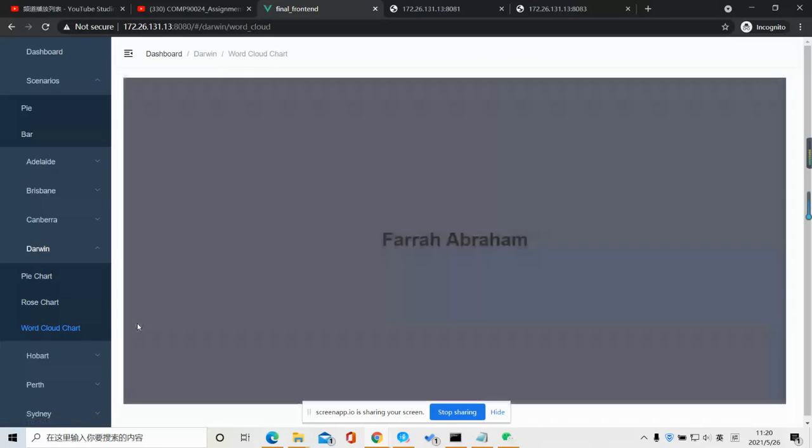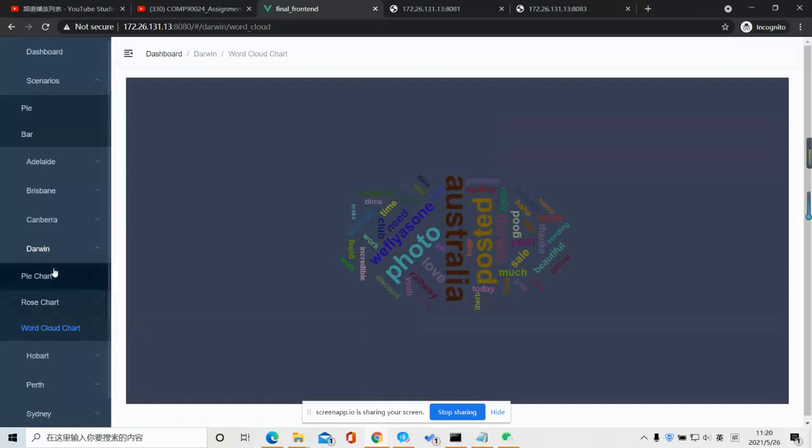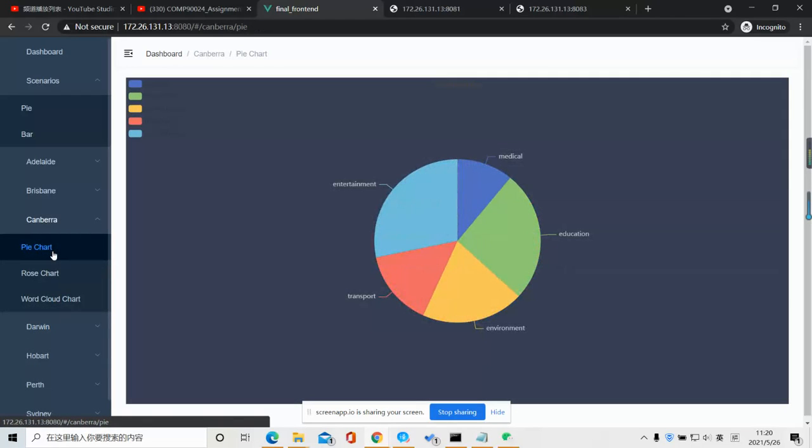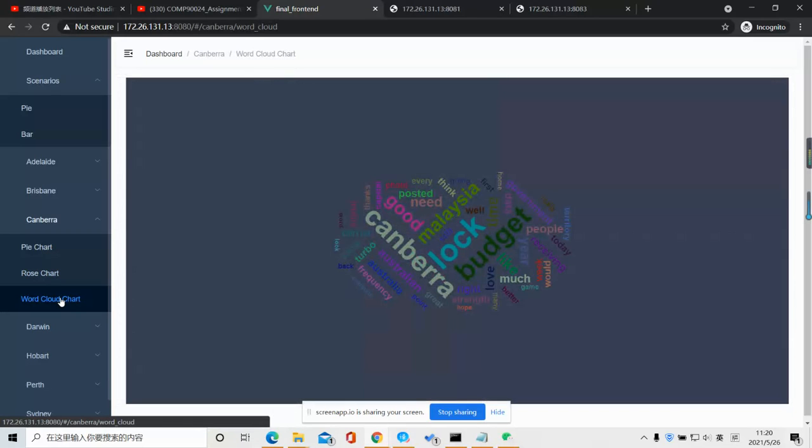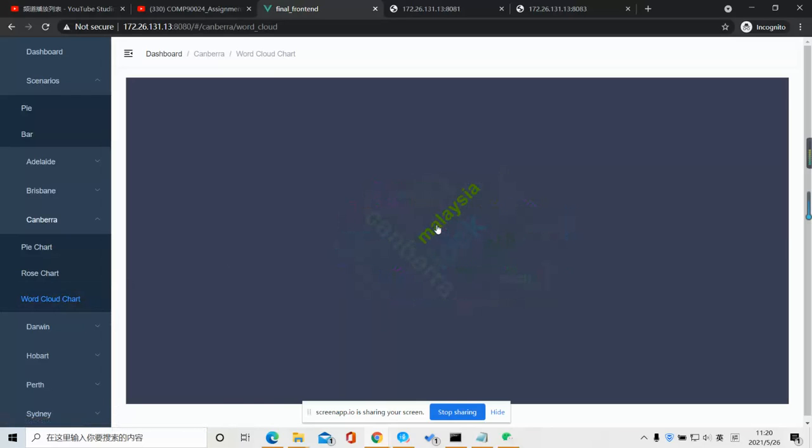And the word cloud chart, and Canberra pie chart, Canberra rose chart, Canberra word cloud chart. Okay, so here I can see Canberra and Malaysia, very interesting, and lock. Maybe it's because of, you know, the lockdown due to COVID-19.